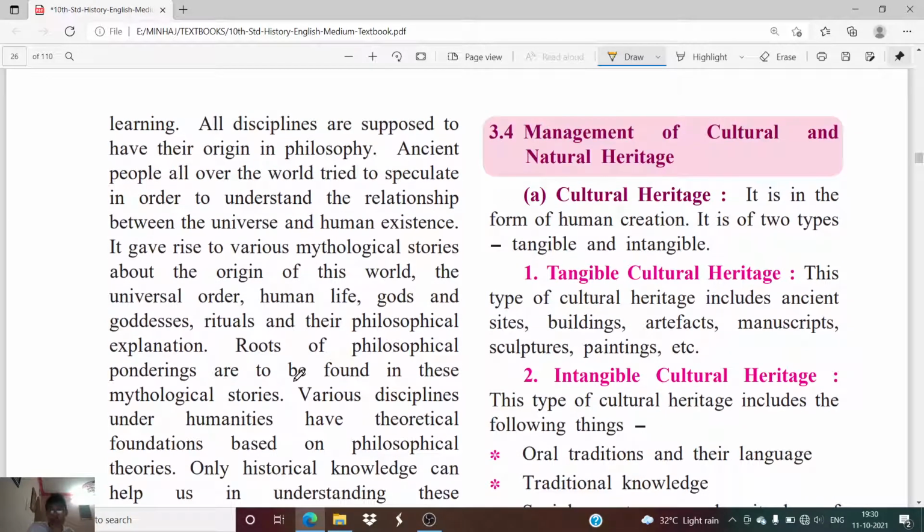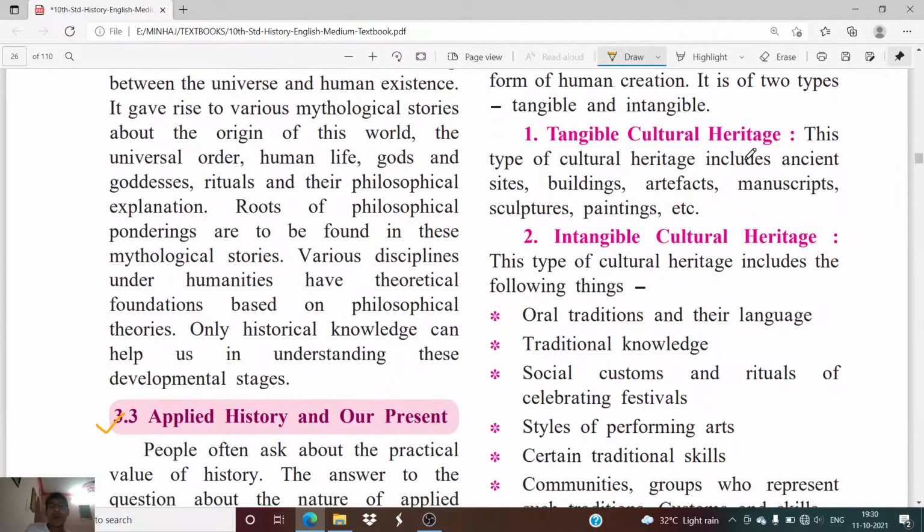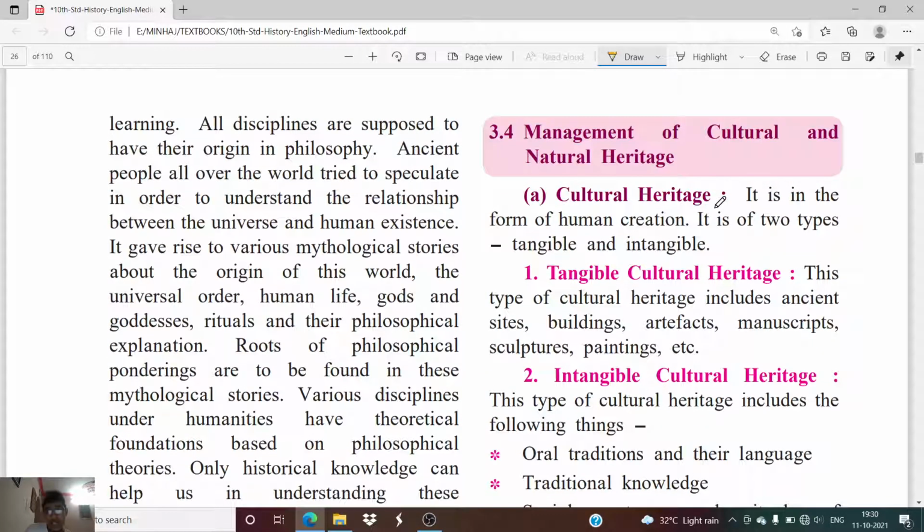Now, management of cultural and natural heritage. Whatever natural heritage or cultural heritage we have, how should we manage them, how should we preserve them, how should we treat all this heritage? Let us see that. Now the cultural heritage is in the form of human creation. It is of two types, tangible and intangible. So cultural heritage is categorized as tangible heritage or intangible heritage.